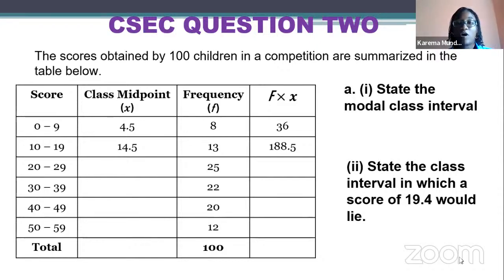comes to us from May 2013. All right. So we're given some scores. Notice the scores are obtained by 100 children in a competition, and the summary is given in the table. As with the previous example, we're noticing here that the data has been grouped into class intervals. Now, the first question says, state the modal class interval.